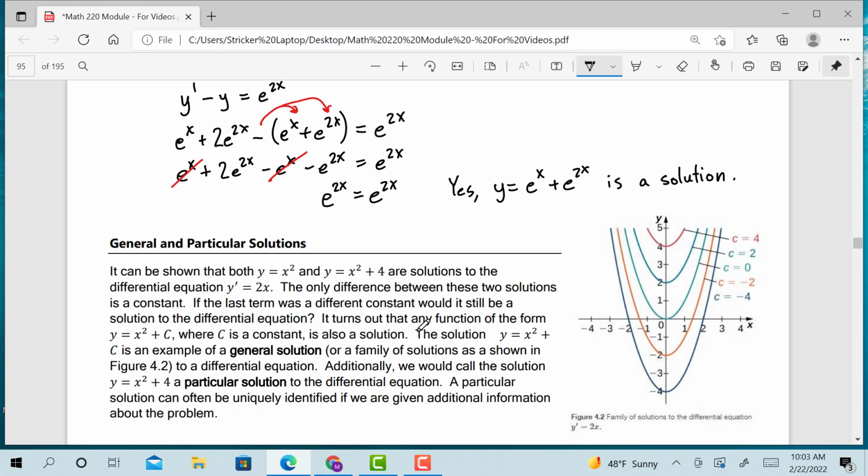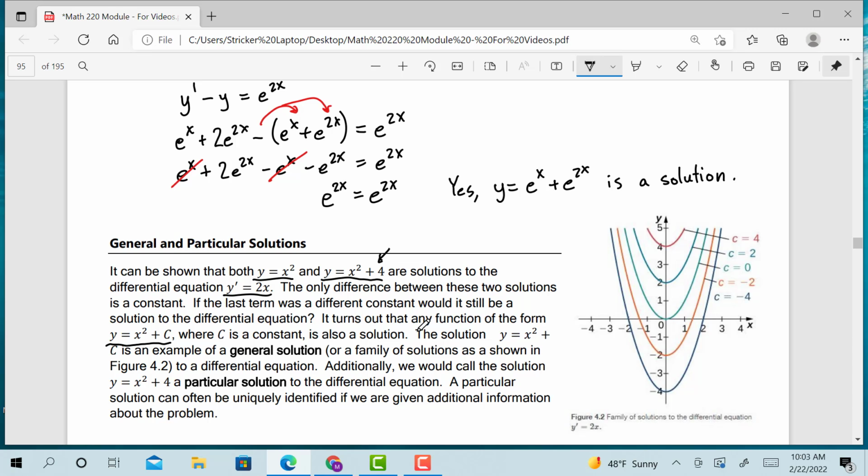It says, it can be shown, just like in the example we did above, example 2, in the same way it can be shown that both y equals x squared and y equals x squared plus 4 are solutions to the differential equation y prime equals 2x. The only difference between these two solutions is a constant, right? The second one had that plus 4 added to it. If the last term was a different constant, the question is, would it still be a solution to that differential equation? Well, it turns out that in this example any function of the form y equals x squared plus c, where c is a constant, is also a solution.